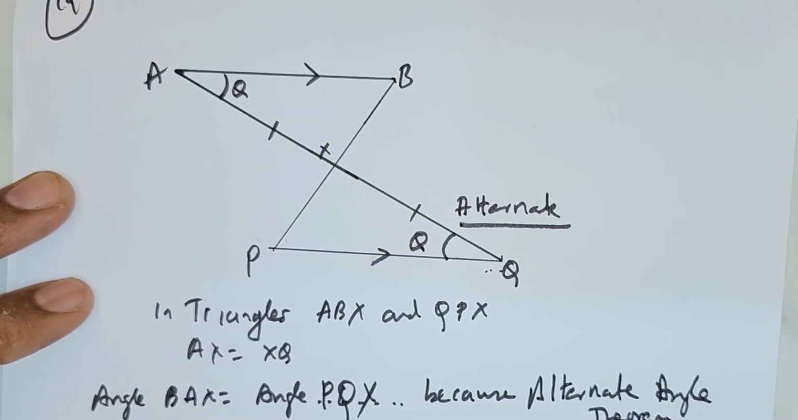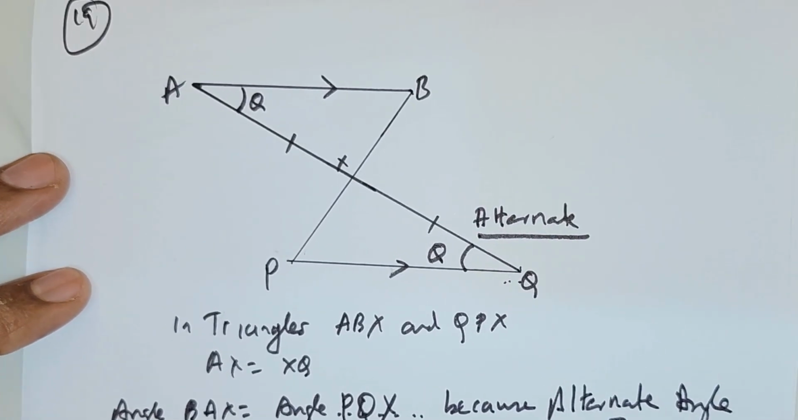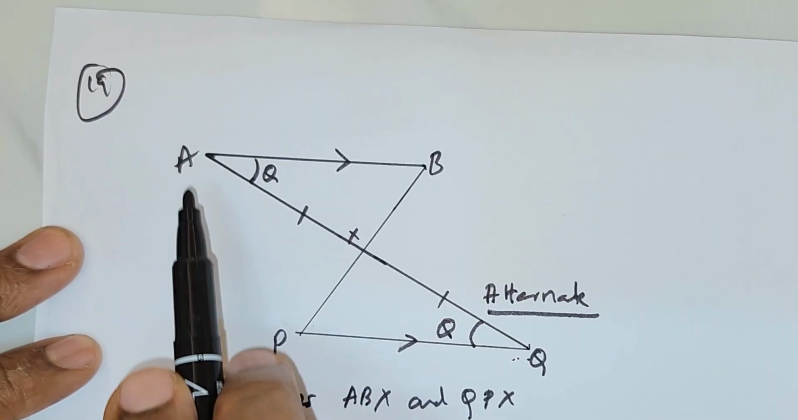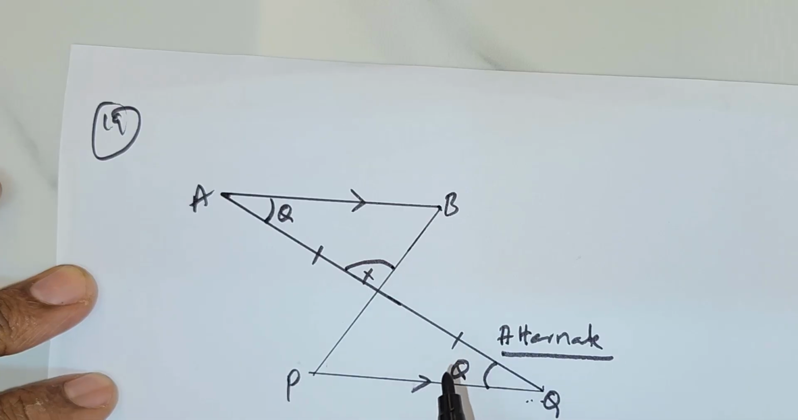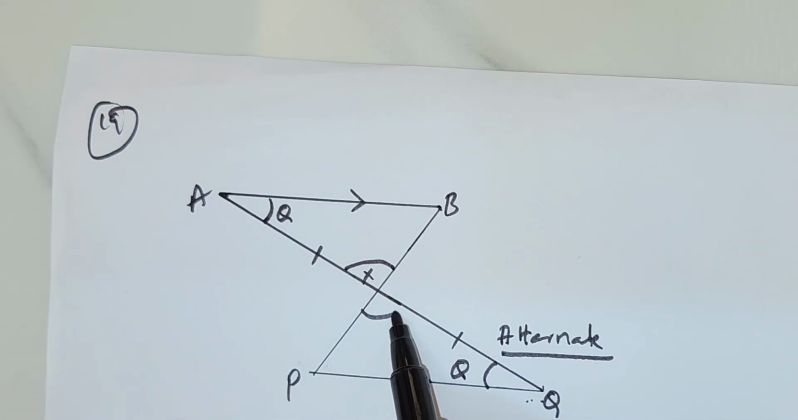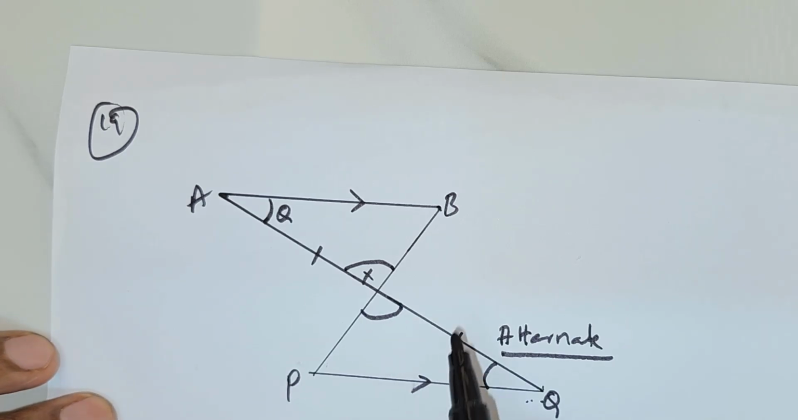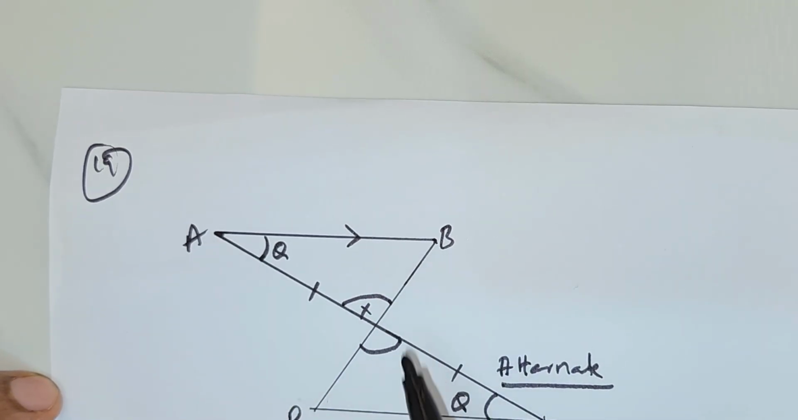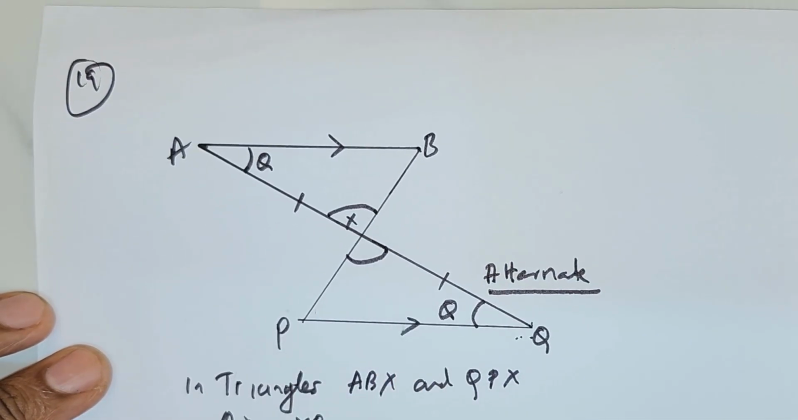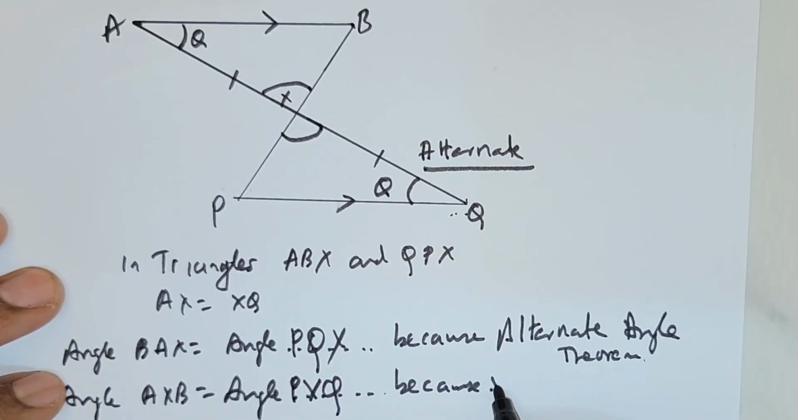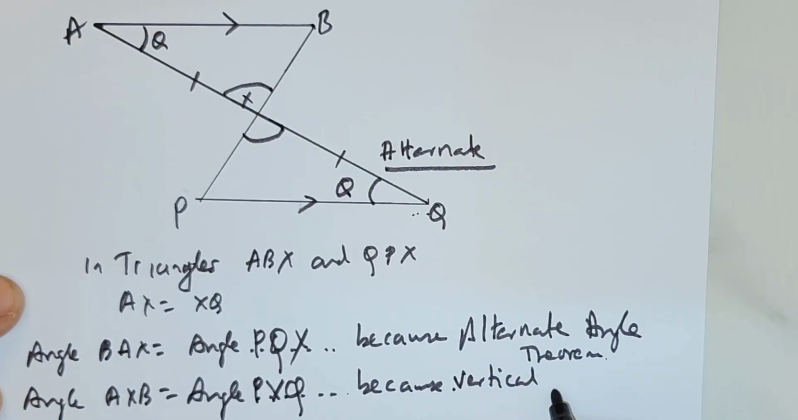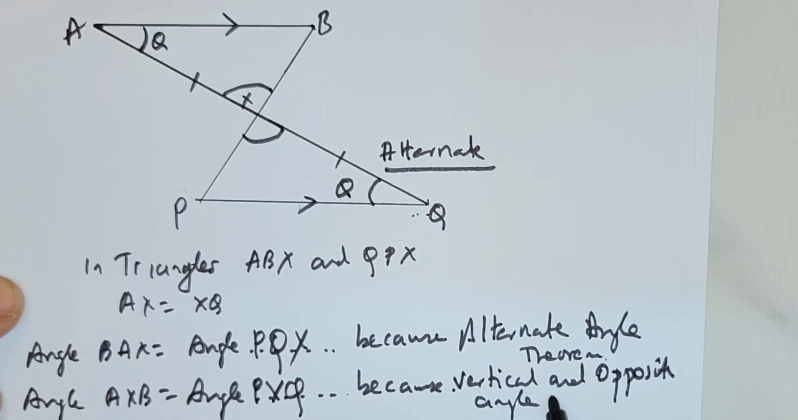Okay, that's the first question. Second question, angle AXB is equal to which angle? Now this is the vertical angle, so this vertical angle will also be equal to this vertical angle. So angle AXB will be equal to angle PXQ by vertical and opposite angle theorem.